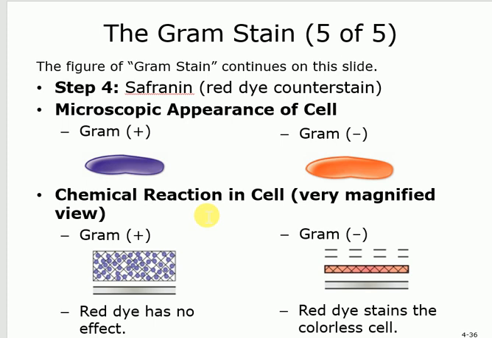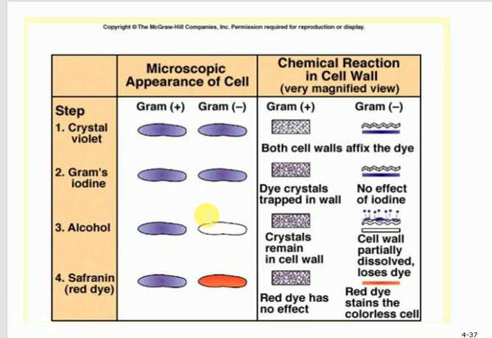So when you see something purple, that's positive. When you see something red, that's negative. But you should also know how the steps work, right? How did you get to that point? At the end, the most important thing to remember is positive is purple, and the negative is red. So this is summarizing all what we talked about. Crystal violet is added, both of them take it. You add the iodine to stabilize the color. The color is supposed to be stabilized, but when we add alcohol, you see the difference. The positive keeps it.